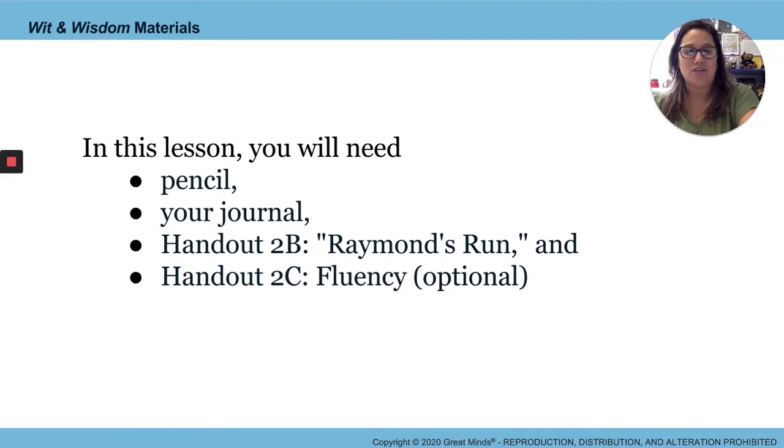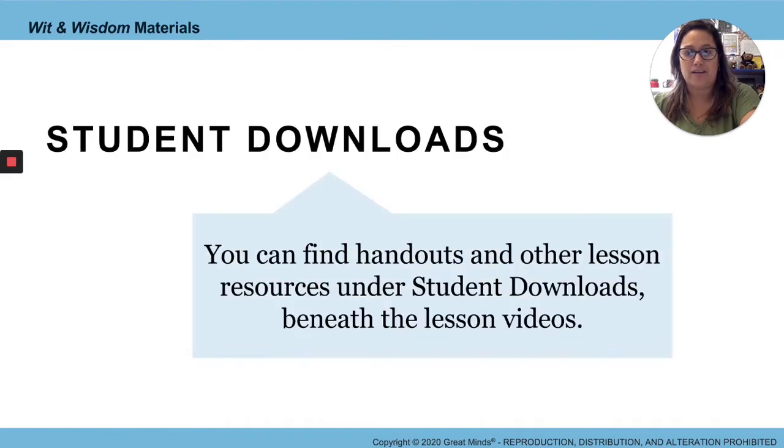In this lesson, you will need a pencil, your journal, handout 2B, Raymond's Run, and handout 2C, Fluency, which is optional. Pause the video now if you need to get any materials or need a minute to get organized for learning. Just as a reminder, here is how you get your student downloads for your handout 2B and 2C. You can find the handouts and other lesson resources under Student Downloads beneath the lesson videos on the Knowledge on the Go page on the Great Minds website. Again, pause the video and make sure you are prepared for today's lesson.